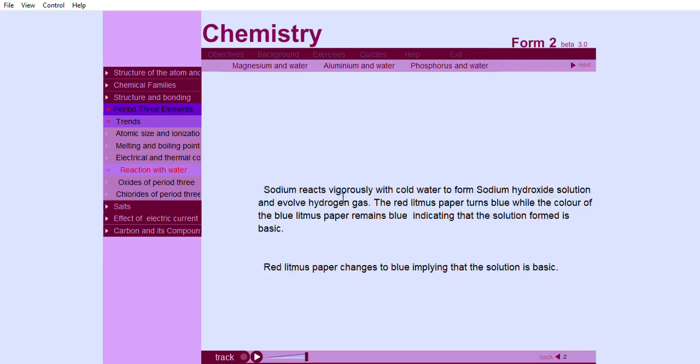Sodium reacts vigorously with cold water to form sodium hydroxide solution and evolve hydrogen gas. The red litmus paper turns blue, while the color of the blue litmus paper remains blue, indicating that the solution formed is basic.